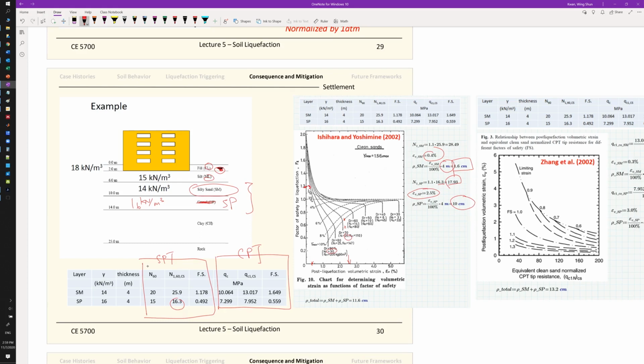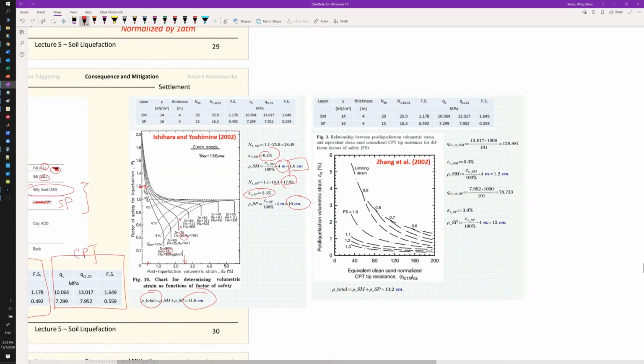So the settlement we can expect for this site is about 11.6 centimeters. Similarly, we do the same thing for the CPT method.